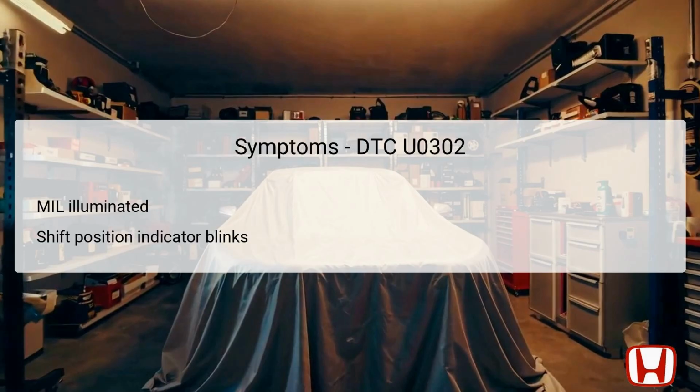When the DTC U0302 is triggered, the driver may observe specific symptoms indicating a communication fault. The most noticeable symptom is the illumination of the malfunction indicator light, MIL, on the dashboard. This light serves as a warning that the vehicle's onboard diagnostics have detected an error, prompting the need for further investigation. Additionally, the shift position indicator, which typically displays the selected gear, will begin to blink, signaling an abnormal condition in the transmission system.